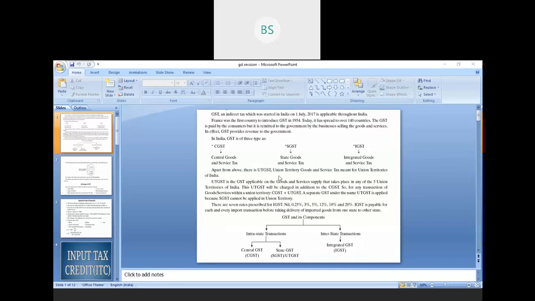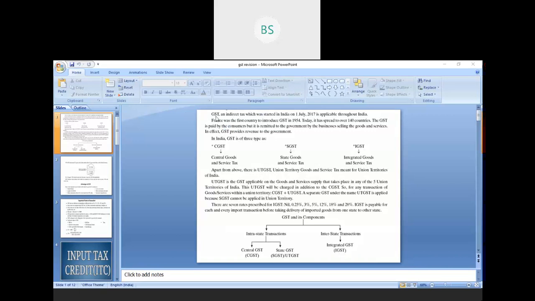Yes. So let us start with a revision. Quickly, I'll revise some certain things first, and then we can start with input tax credit. Okay, so you know that GST is an indirect tax which was started in India on 1st July 2017. It is applicable throughout India. So the date it came into existence is 1st July 2017.